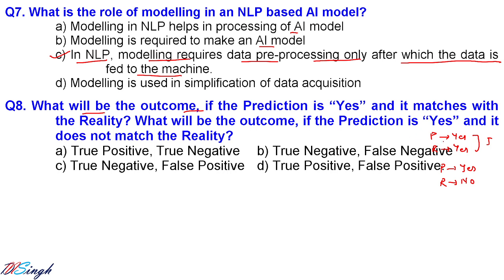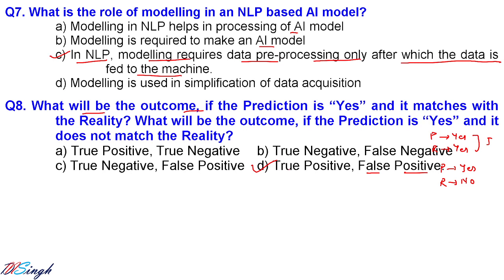Okay, and prediction is yes, so that should be positive. So A and C are probable options, A and D are probable options. Both have the first word as true positive, and next the prediction and reality do not match. So the first word will be false. Okay, fine. And prediction is yes, so the second word will be positive. So D is the correct answer.